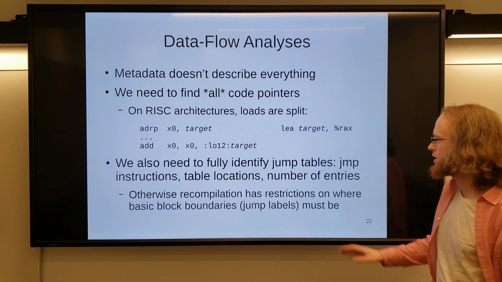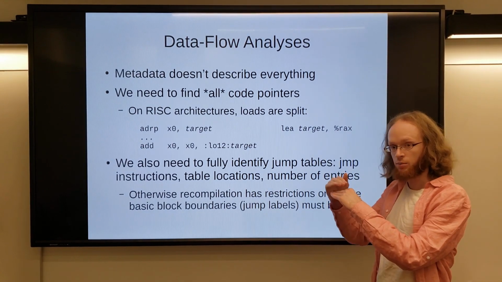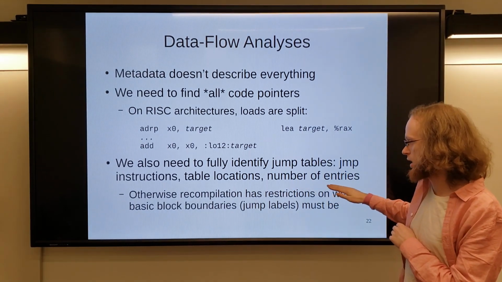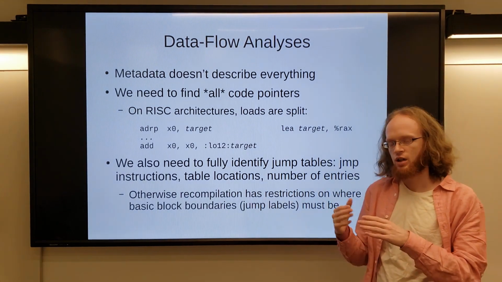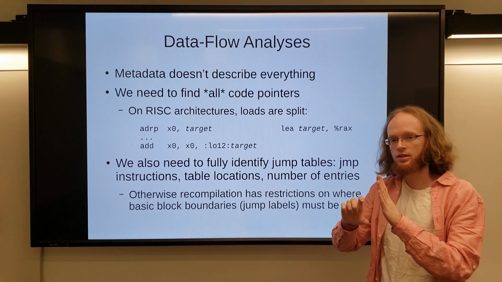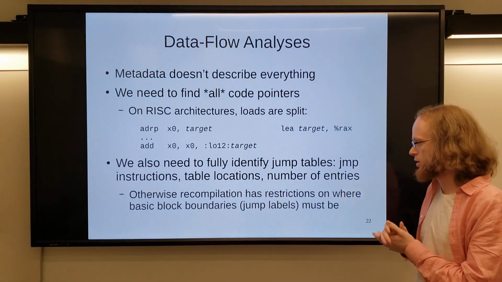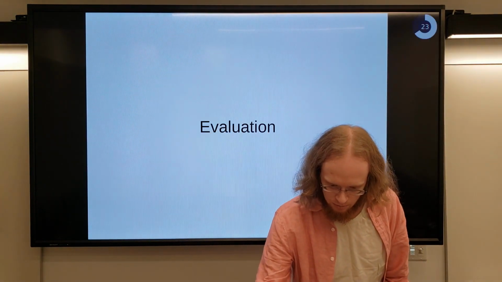We also need to fully identify jump tables. We need to find the jump instructions, but also the locations of the tables themselves and the number of entries in those tables. Because if you don't, then the recompilation will have restrictions, such as not being able to move the basic blocks within a function. And we don't want that. We want arbitrary modifications of addresses.